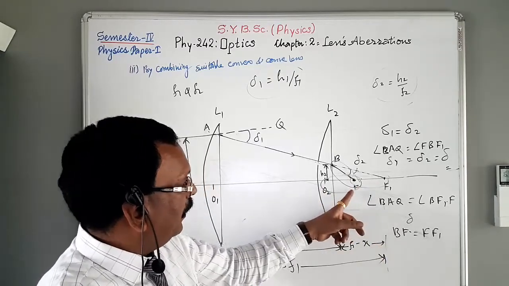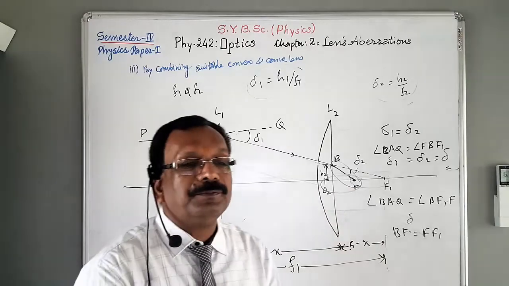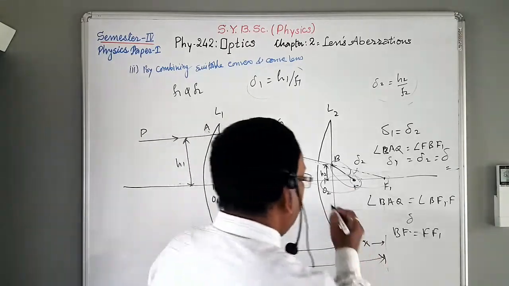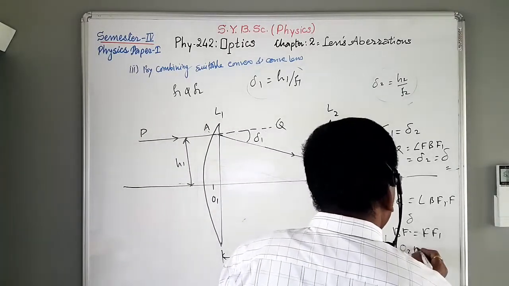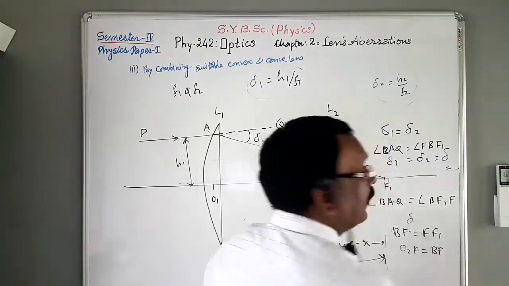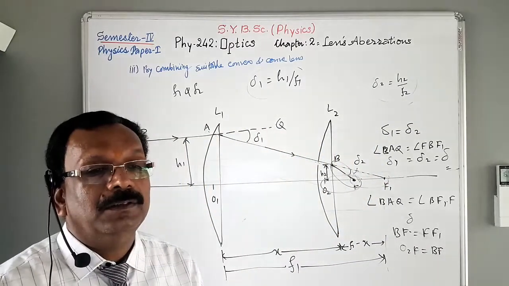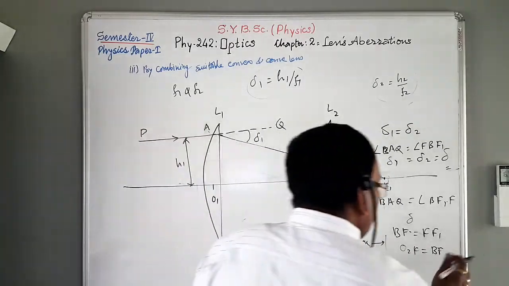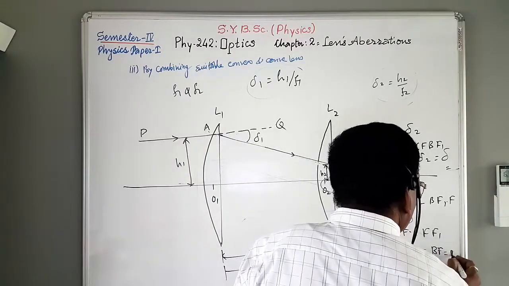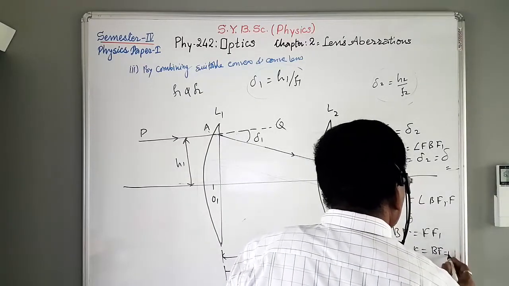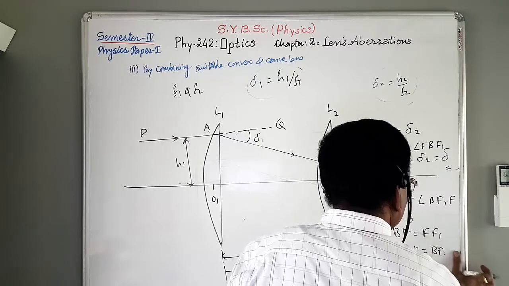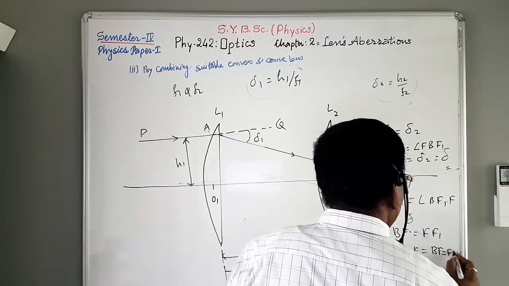And when this happens, then obviously BF is equal to FO2, or O2F is equal to BF, or O2F is equal to FF1.